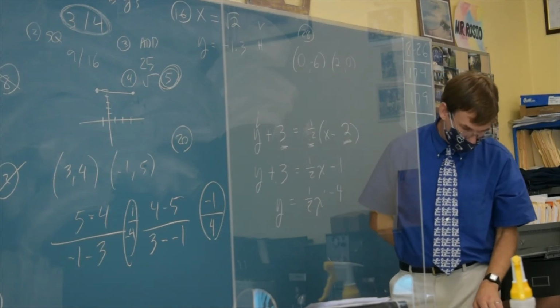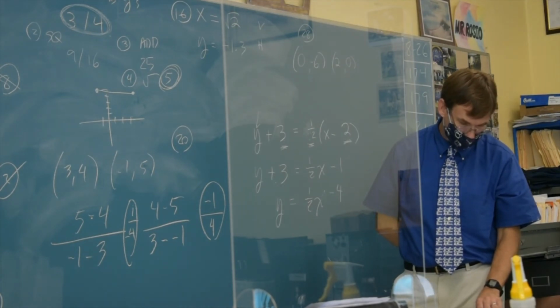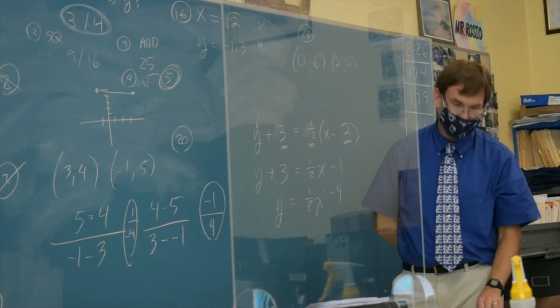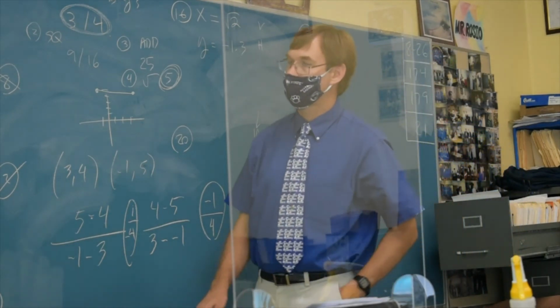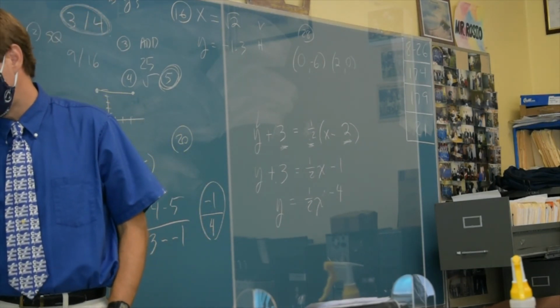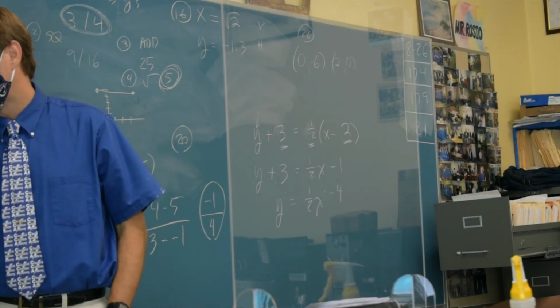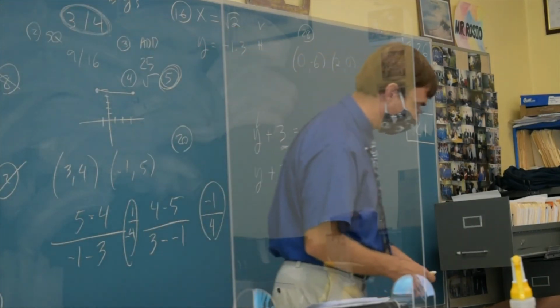30, they say it goes through a certain point, and it's parallel to this other line. What does parallel mean? Same slope. But to judge slope, the only way you can judge it is to get the y alone, and the number with the x is the slope. So let me do 30 all the way through.